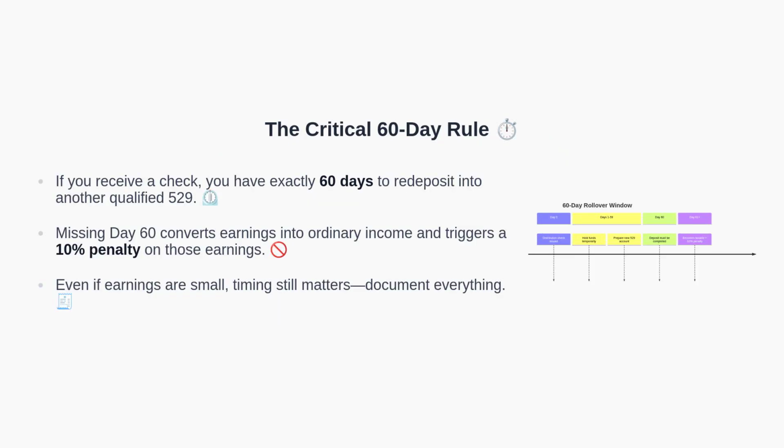Next, let's focus on the 60-day rule. When you receive a distribution check via an indirect rollover, you must deposit the entire amount into a new qualified 529 within exactly 60 days of receipt. This deadline is strict. If you miss it, the earnings portion becomes taxable at ordinary income rates and is generally subject to a 10% penalty. Even if the account had minimal earnings, you must still adhere to the timeline. Keep precise records of the check date, receipt, and the deposit date.